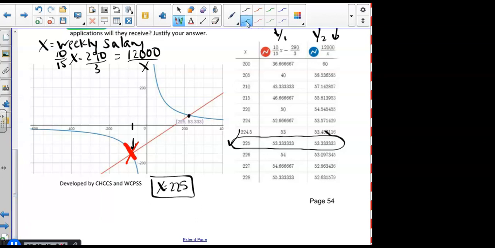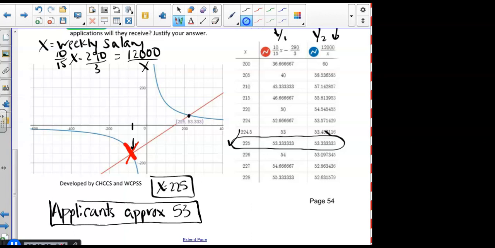This also means, to answer the second question, how many applicants will they receive? They will receive approximately 53 applicants. So the weekly salary would be $225 for approximately 53 applicants.